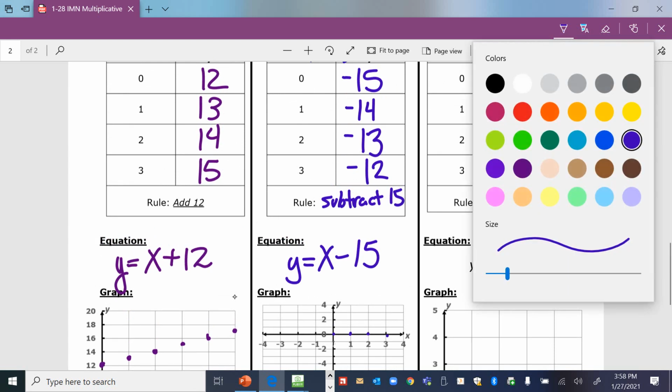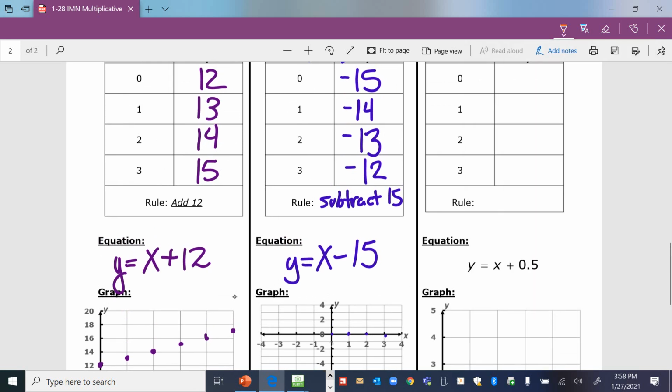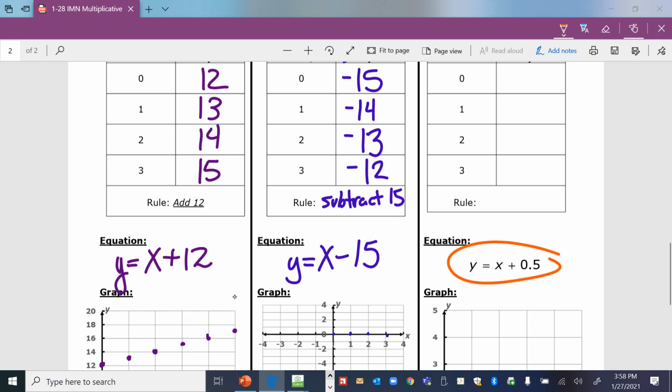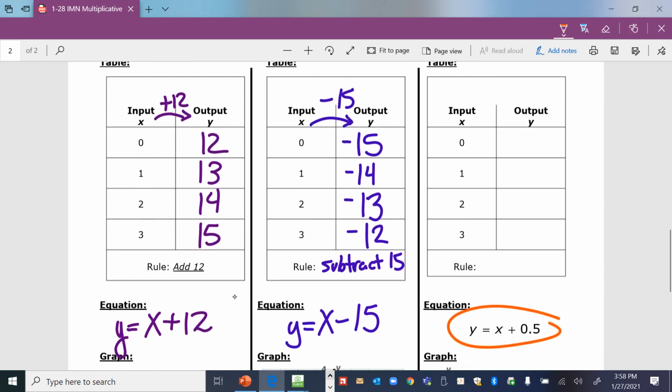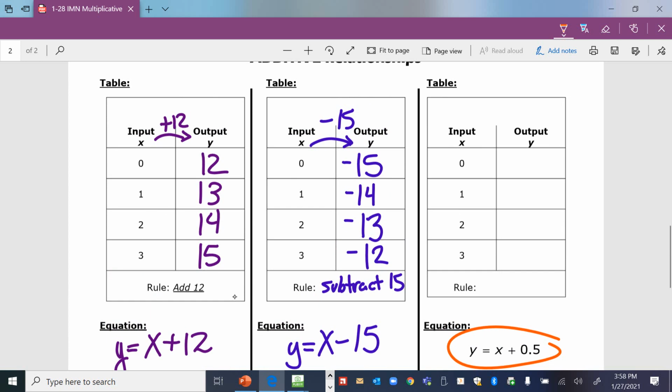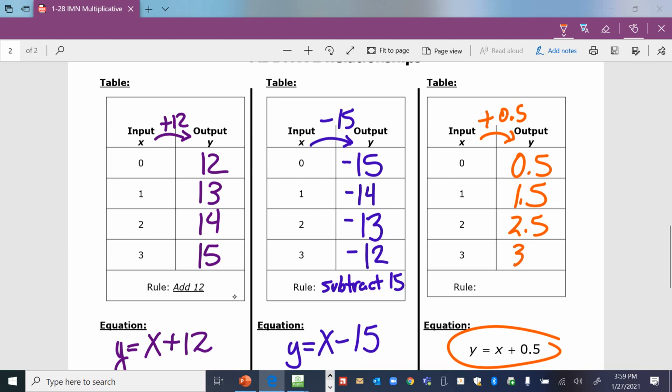Okay, so let me get to this orange. Take whatever x is and add 0.5 to it. Ready? So that's definitely additive. So I'm going to take 0 plus 0.5. To get from here to here, we're going to add 0.5. So 0 plus 0.5 is 0.5. 1 plus 0.5 would be 1.5. 2.5. 3.5. So the rule is to add 0.5. We could also call it 1/2.